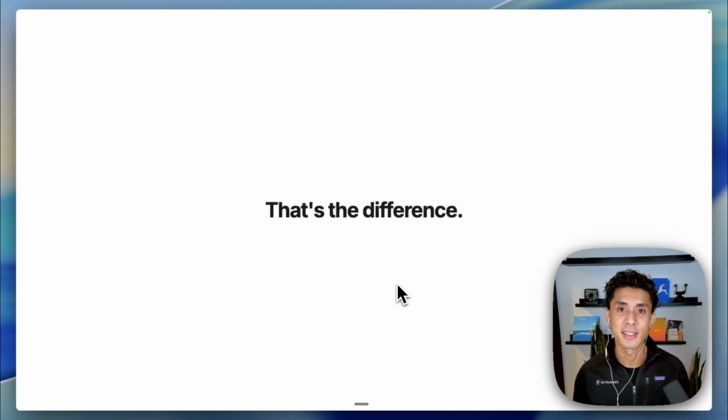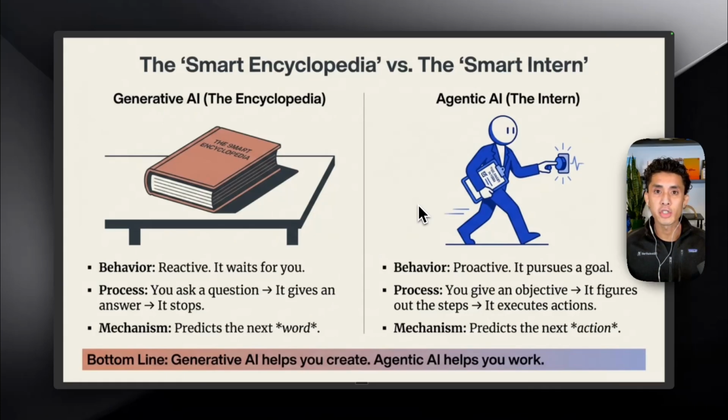That's the difference. If you think about that demonstration we just watched, I want you to break it down into two parts. Think of the generative AI as the encyclopedia, and think of the agentic AI as the intern. So, what do I mean by this? If you think about what an encyclopedia is, it's basically a way for you to be reactive. So you want to learn more about penguins. So the encyclopedia is reactive.